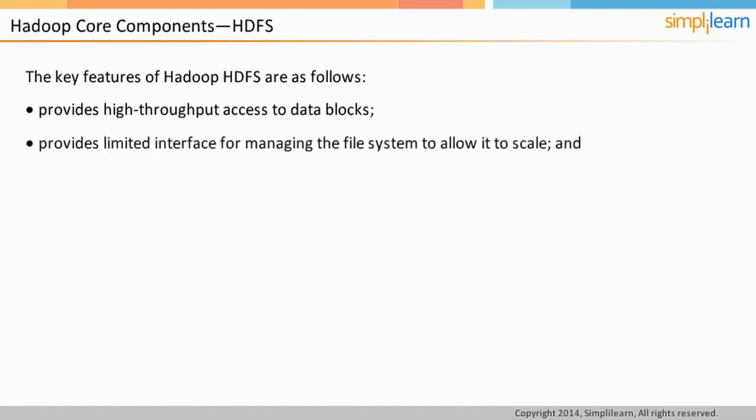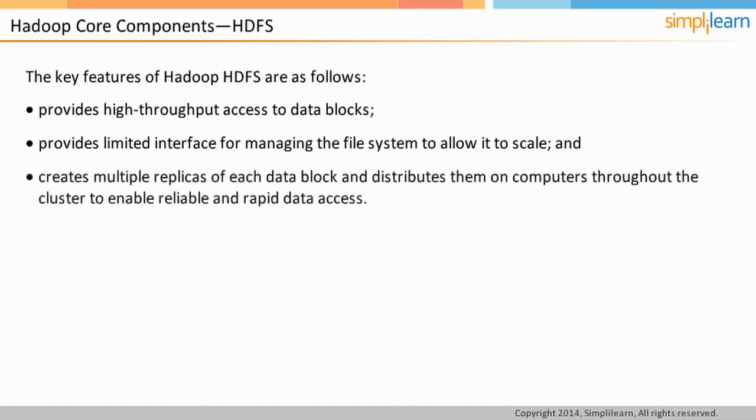HDFS provides a limited interface for managing the file system. It ensures that one can perform a scale up or scale down of resources in the Hadoop cluster. HDFS creates multiple replicas of each data block and stores them in multiple systems throughout the cluster to enable reliable and rapid data access. In the next screen, we will discuss MapReduce.